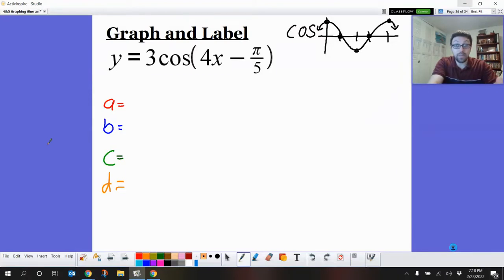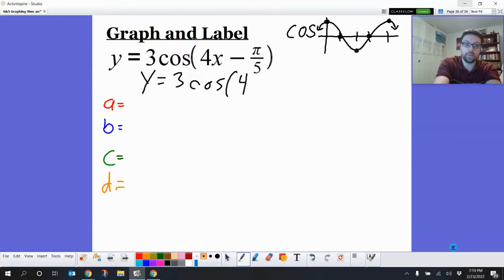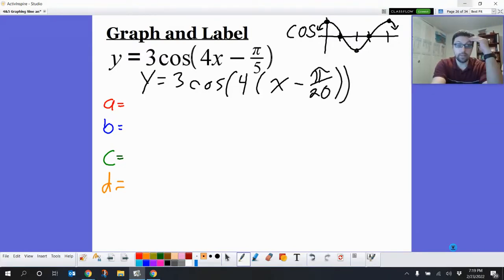In this example, again, we've got a B value and a C value that are mixing with each other. I don't like that. So we get y equals 3 cosine. We want to factor out that 4, so 4x, minus, and then that pi over 5. We want to divide that by 4. So pi over 5 divided by 4 is pi over 20. So our C value is going to be pi over 20.